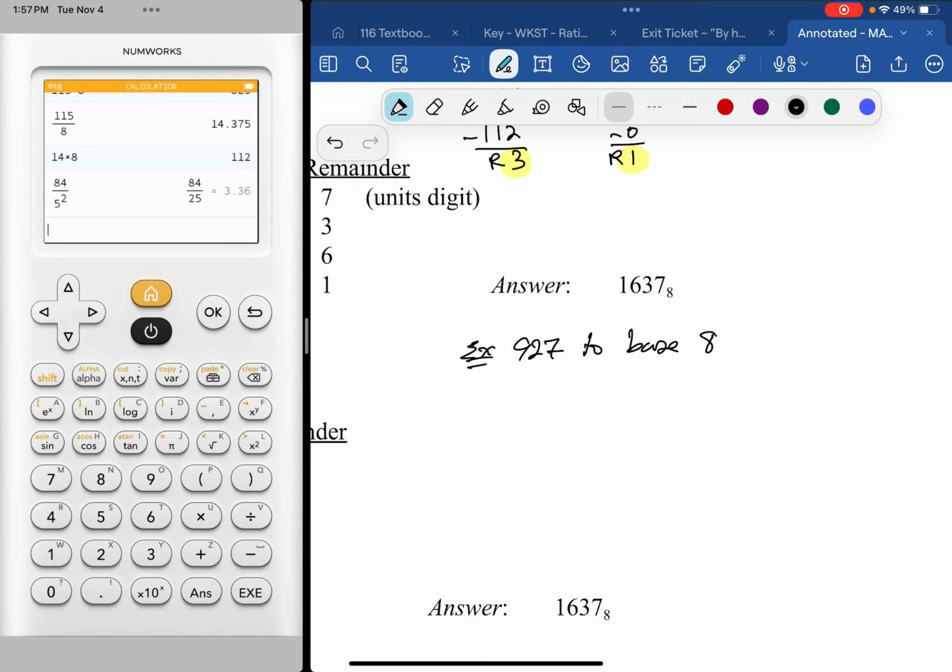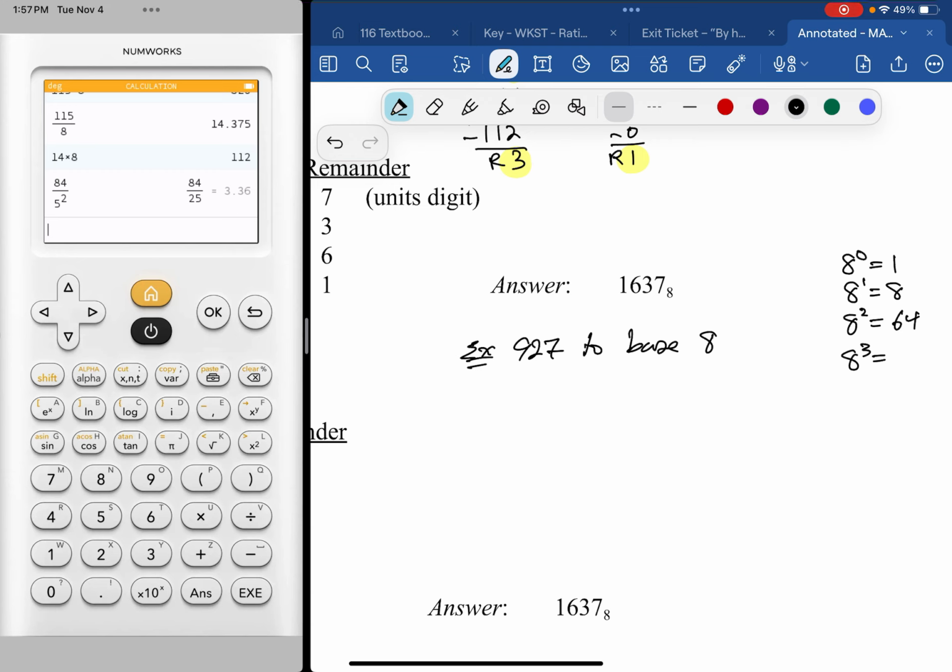If we know the powers of 8, right, so we'd have 8 to the 0th, and I'll just write it off on the side here. 8 to the 0th is 1, 8 to the 1st is 8, 8 to the 2nd is 64. So I'm looking for the biggest power of 8 that would divide evenly into 927. And even after a certain point, you start sort of relying on calculators.